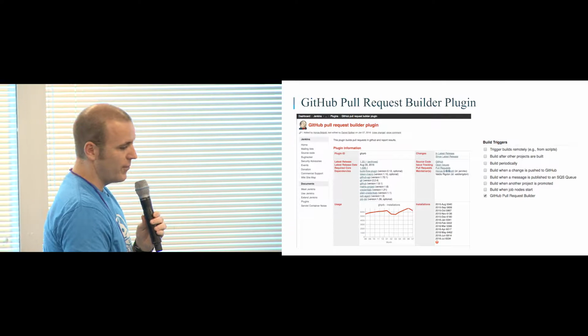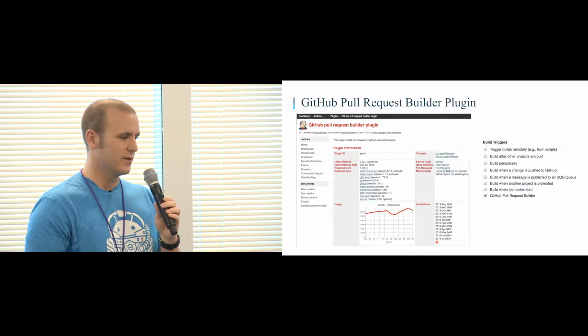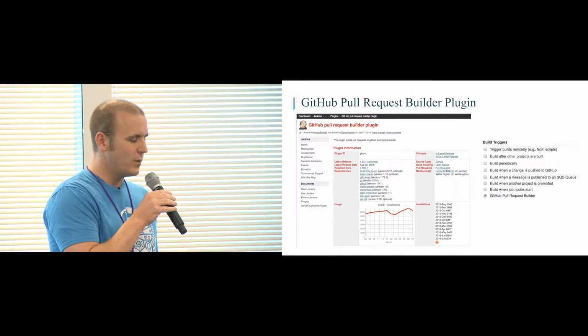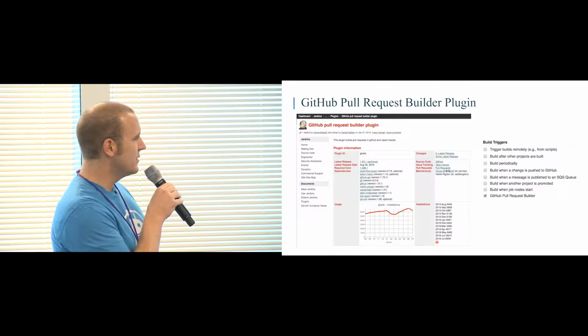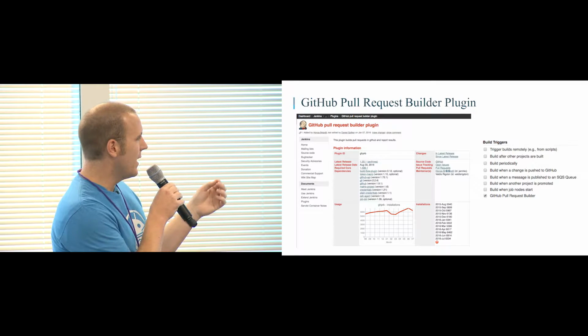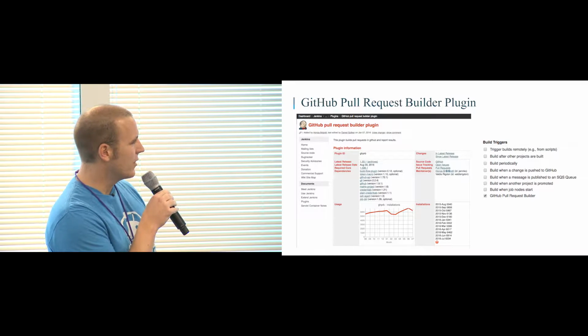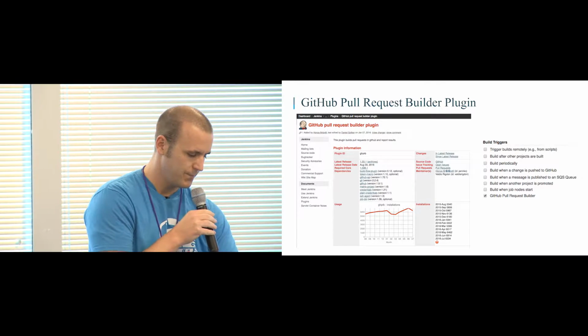This is all done through a plugin. As we said, there's an app, there's a plugin for that. The GitHub Pull Request Builder plugin, which allows you on the right-hand side during your configuration options to set a build trigger, as we talked about, that would then go ahead and do this. So there's a little bit more configuration, but it's a build trigger.